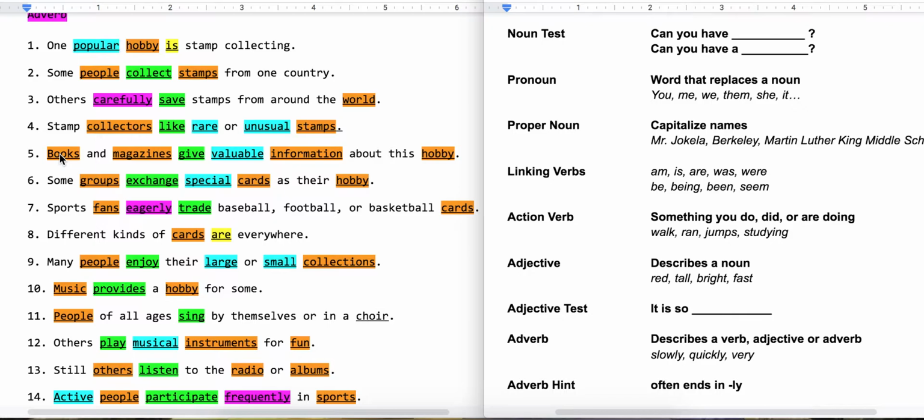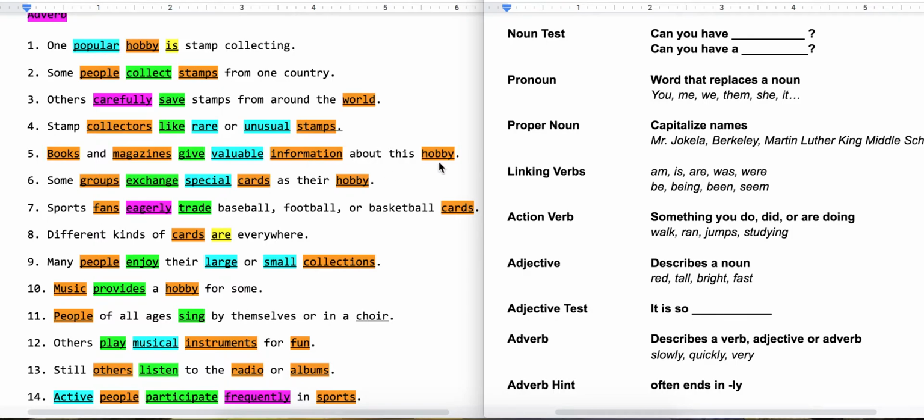Books, can you have books? Yes. Magazines, can you have magazines? Yes. Give, is that something you do? Do you give things? Yes. Valuable is describing the information, which is a noun. Put into the adjective test. It is so valuable. Yes, it's an adjective. Information is something you have. Can you have information? Yes.